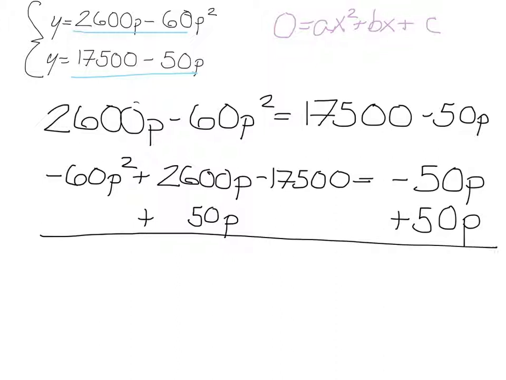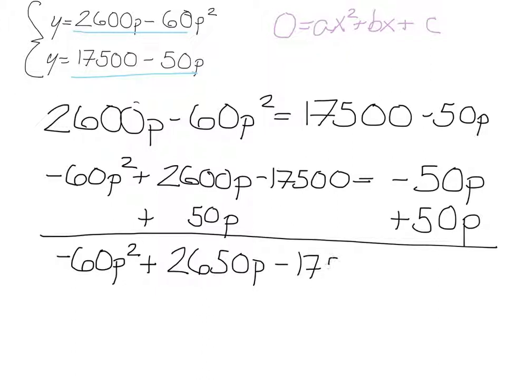Alright, not too bad. So now I'm going to get negative 60p squared plus 2,650p minus 17,500. And now it's equal to 0. So a lot of work, but now I'm at a point where I have a quadratic equation.